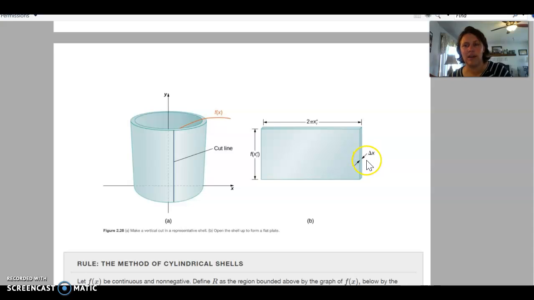So since we are now actually, the width is still in terms of x. That's what's really different. I want you to make sure you understand that we are rotating around the y-axis, but we are going to be integrating in terms of x.